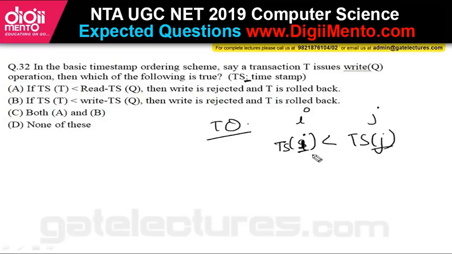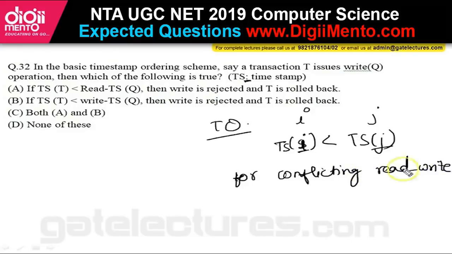It is perfect. Now what happens is, within the transaction, to avoid any conflicting read write operations, we provide an ordering even between those two operations.